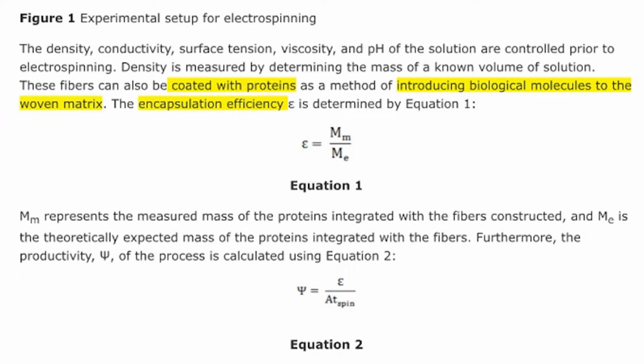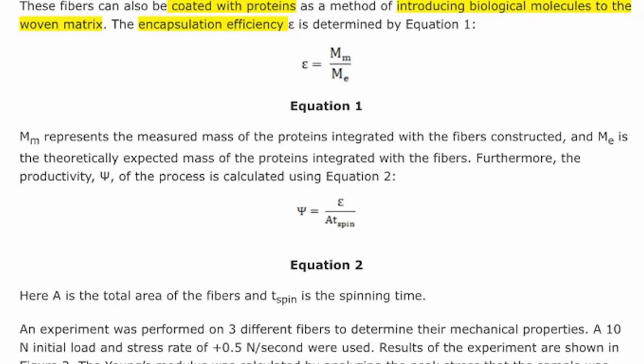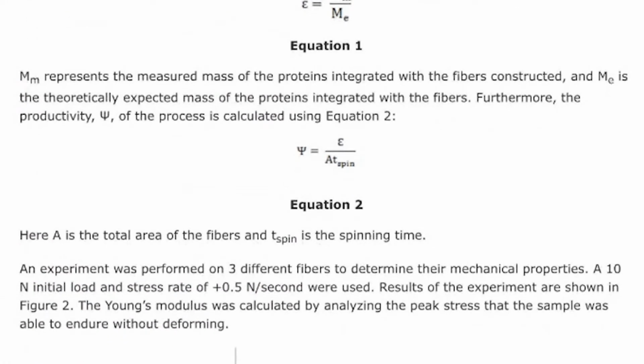Okay. And then we get, furthermore, the productivity of the process is calculated using equation 2, which looks like this. This productivity term is calculated by the encapsulation efficiency divided by the area of the fibers multiplied by the spinning time. So again, I don't like to overinterpret these. Be like, cool, I know what these terms are, maybe. I'll come back and figure it out more in depth if a question asks me something in detail about it.